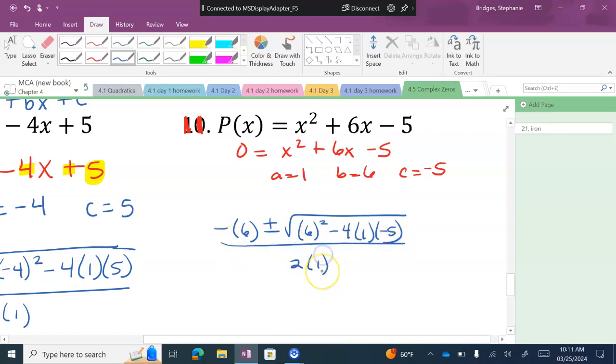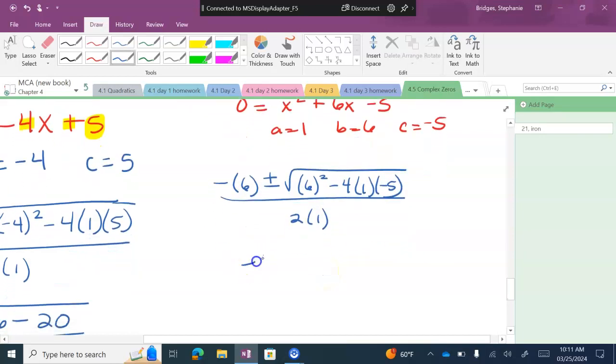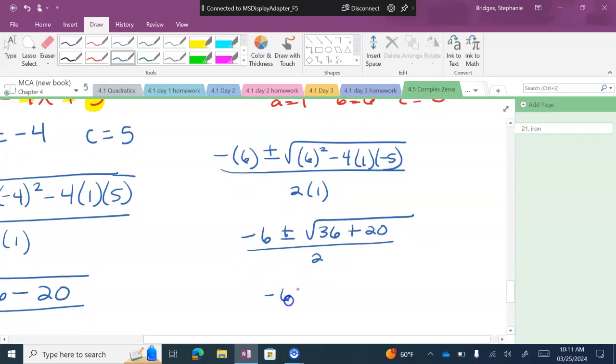All right, so the opposite of 6 is negative 6. 6 squared is 36. You have to be careful on this last part. Negative 4 times 1 times negative 5 turns into a positive 20. So I get negative 6 plus or minus the square root of 56. And I saw that on most people's paper. So far, so good.